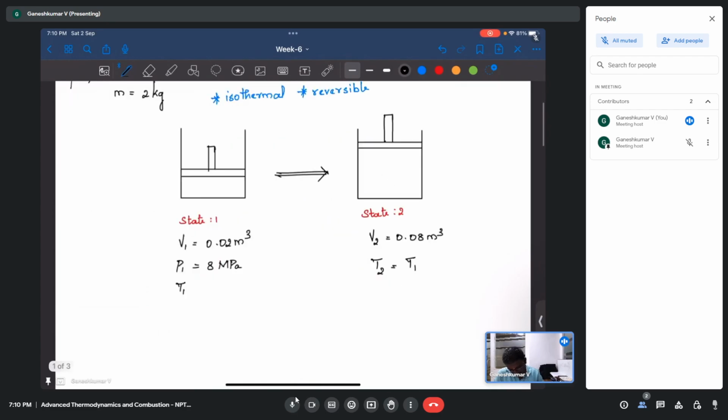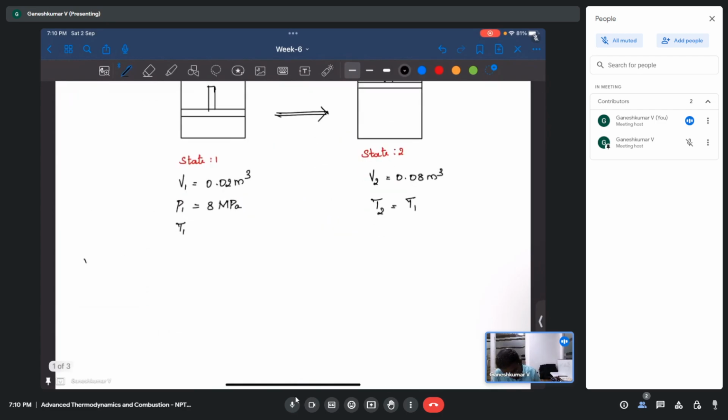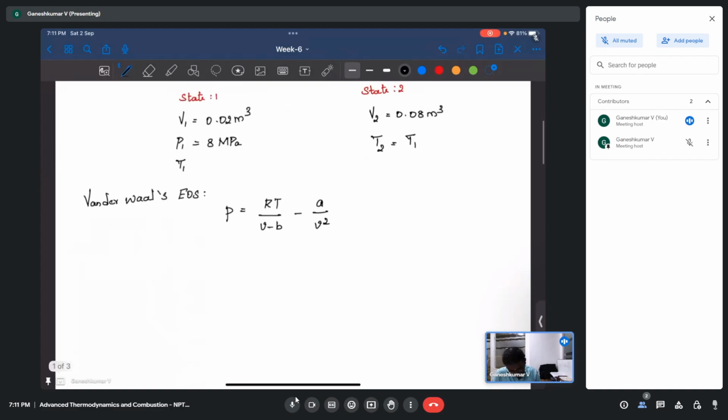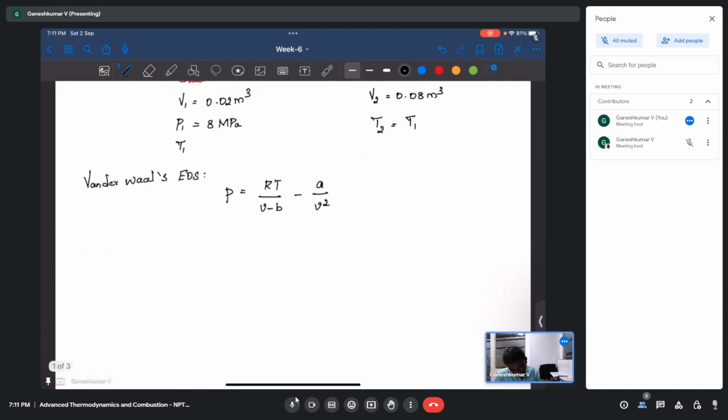It is going to follow the van der Waals equation of state. Let me write it down. The van der Waals equation of state is pressure P equals RT by (v minus b) minus a by v square. This is the van der Waals equation of state, where v is the specific volume. This is not the absolute volume. Please note that.